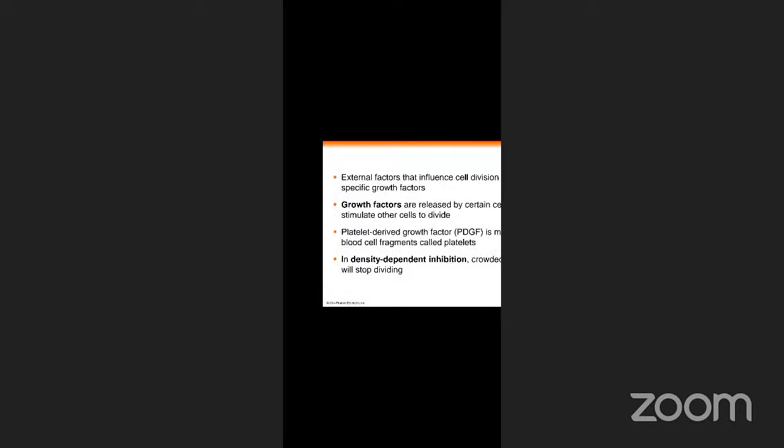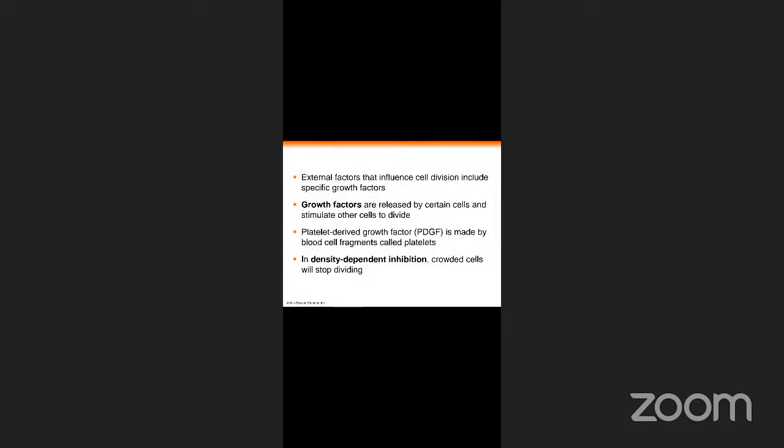So the external factors that regulate cell division include growth factors. There are various growth factors which are released by the cells, and these growth factors will regulate the other cells to divide. They will give some stimuli. Some examples of growth factors are platelet derived growth factors, which are mainly made by the blood cell fragments, that is platelets. So platelet derived growth factors are produced by the platelets. And another important function here is density dependent inhibition.